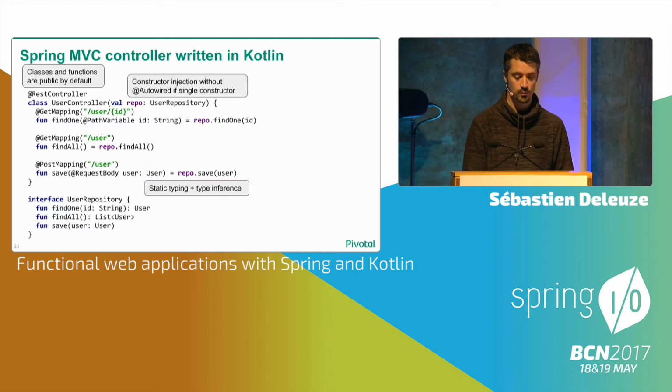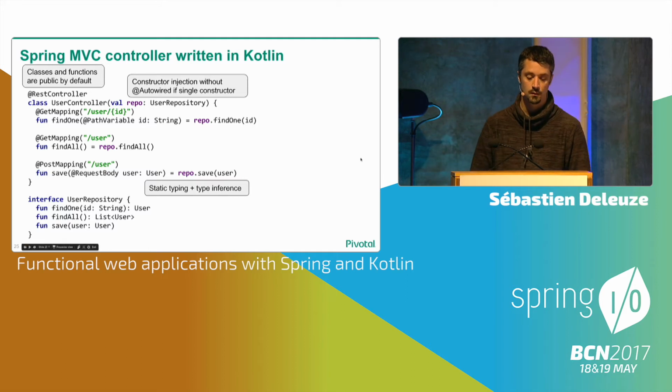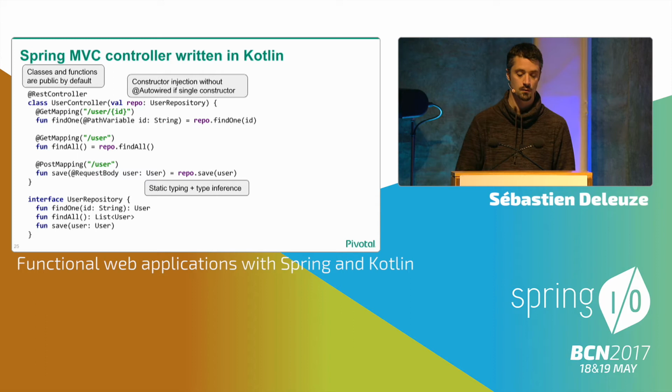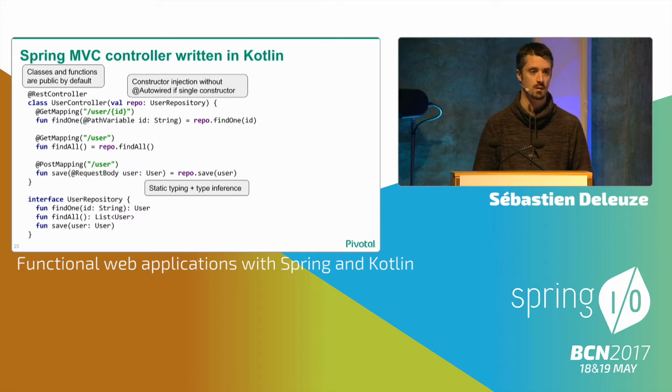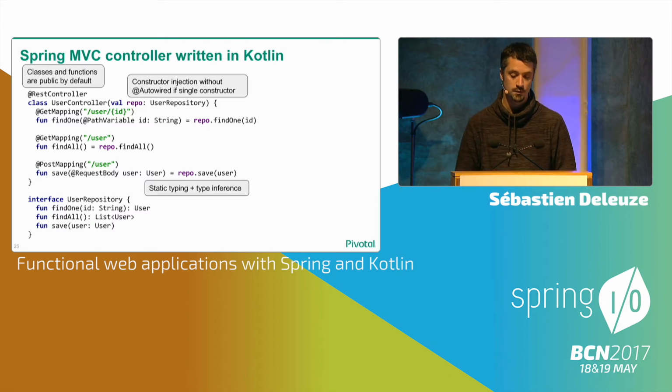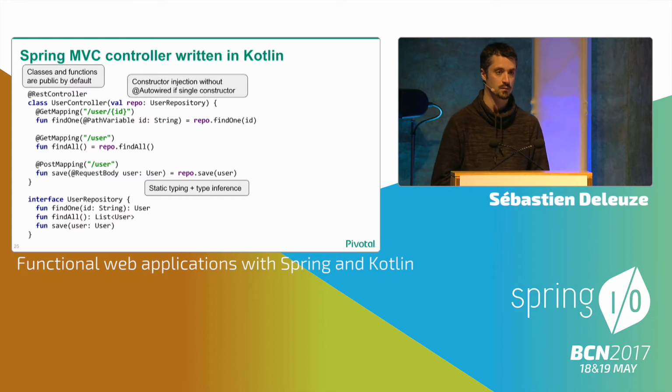Let's have a look at a Spring MVC controller written in Kotlin. You can see that it looks like a Java one, but with a few differences. First, you can see that it is shorter, the code is concise. You don't have to specify public at class and member function level because that's the default. You can use the short syntax for one-liners, which allows you to directly write the function body with equals repo.findOne(id), for example. And I insist, everything is statically typed, like in Java.